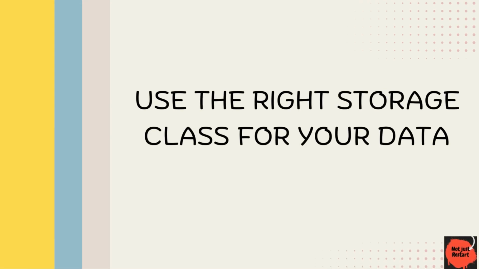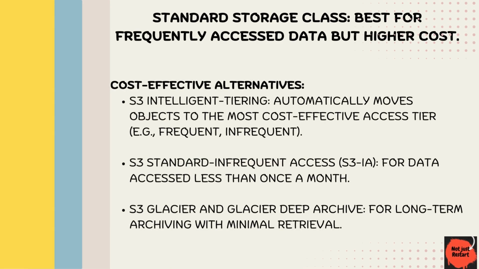Choosing the right storage class is very important in optimizing or cutting the cost on S3. So let's see what all the things are. The standard storage class is best for frequently accessed data but has a higher cost. There are certain cost effective alternatives defined. S3 Intelligent-Tiering automatically moves the object to the most cost effective access tier, basically frequent and infrequent. Then S3 Standard-Infrequent Access, this is S3 IA, for data accessed less than once a month. The third one is S3 Glacier and Glacier Deep Archive for long-term archiving with minimum retrieval.